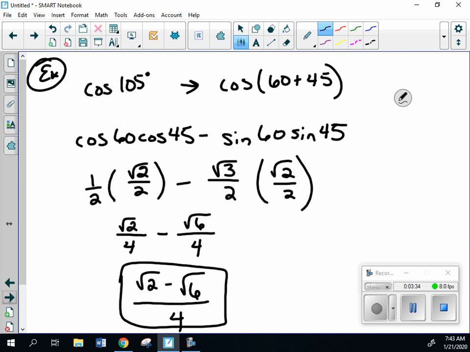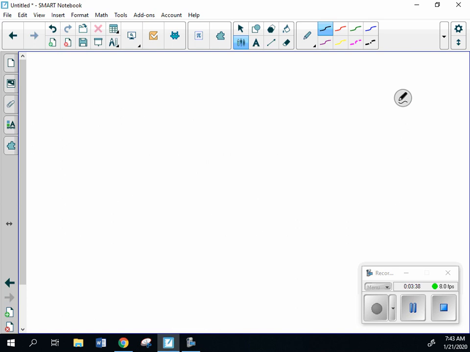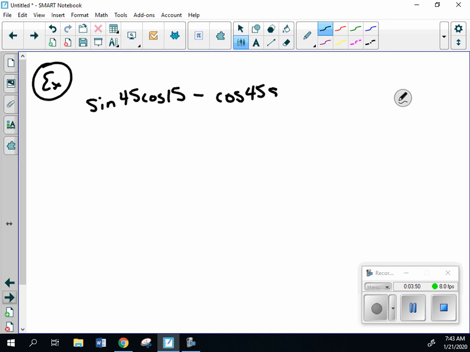Sometimes you'll be asked to go the reverse way and figure out what was the original degree measure. So if I were to have sine 45 cosine 15 minus cosine 45 sine of 15, what was the original angle measure?